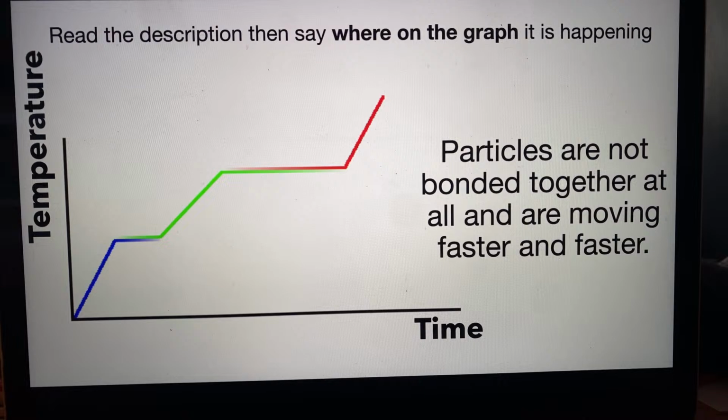Particles are not bonded together at all and are moving faster and faster. Where on this graph is that happening? What do you think? Which bit of the graph is that happening on?